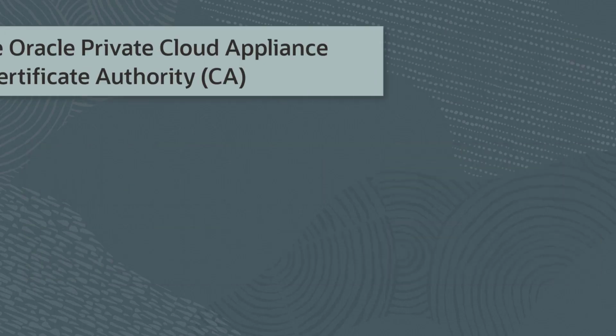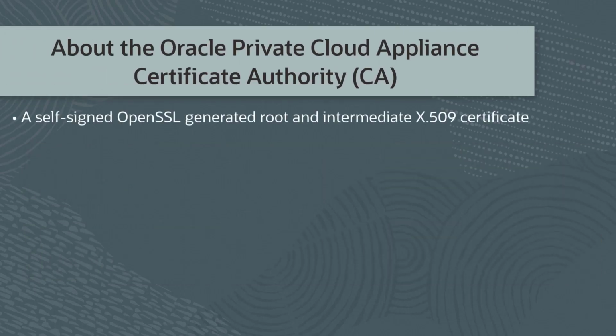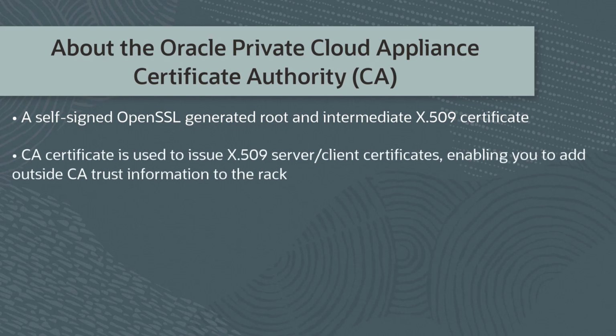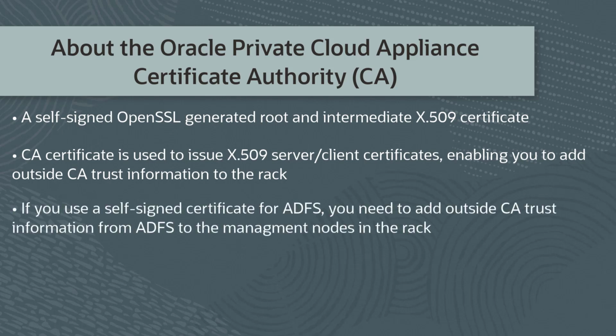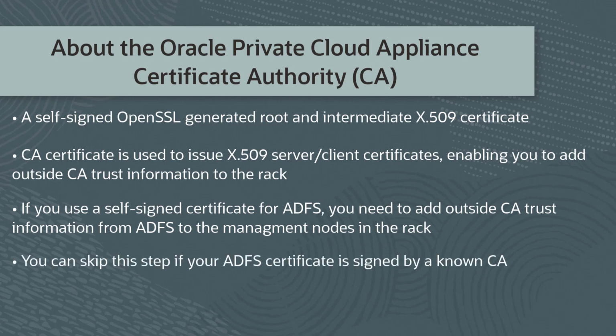The Oracle Private Cloud Appliance Certificate Authority, or CA, is a self-signed OpenSSL generated root and intermediate X.509 certificate. This CA certificate is used to issue X.509 server client certificates, enabling you to add outside CA trust information to the Oracle Private Cloud Appliance rack. If you use a self-signed certificate for Active Directory Federation Service, or ADFS, you will need to add outside CA trust information from ADFS to the management nodes on the rack. You can skip this step if your ADFS certificate is signed by a known certificate authority.